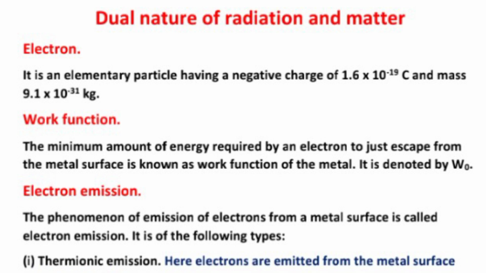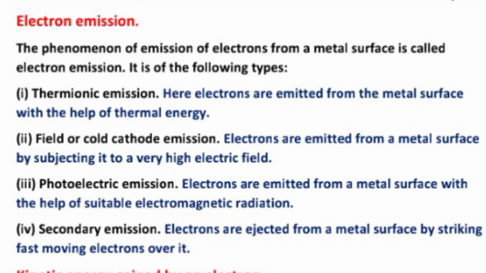It is of the following types. First is thermionic emission. Here electrons are emitted from the metal surface with the help of thermal energy. Second is field or cold cathode emission. Electrons are emitted from a metal surface by subjecting it to a very high electric field. Third, photoelectric emission. Electrons are emitted from a metal surface with the help of suitable electromagnetic radiation. Fourth is secondary emission. Electrons are ejected from a metal surface by striking fast-moving electrons over it.